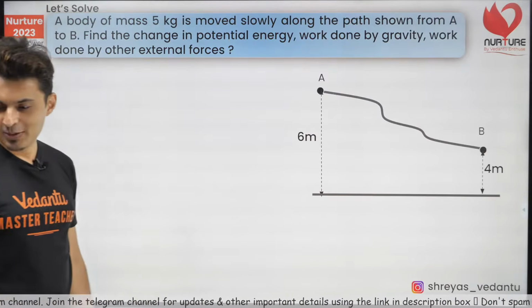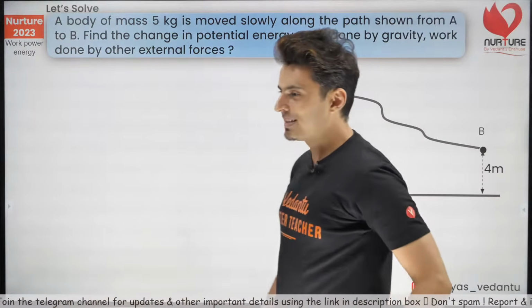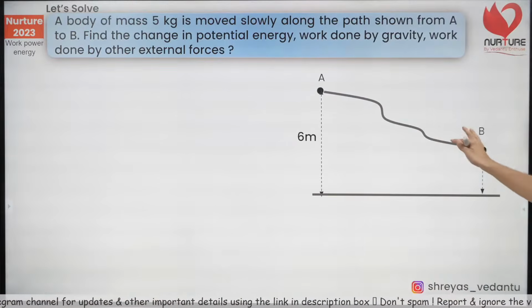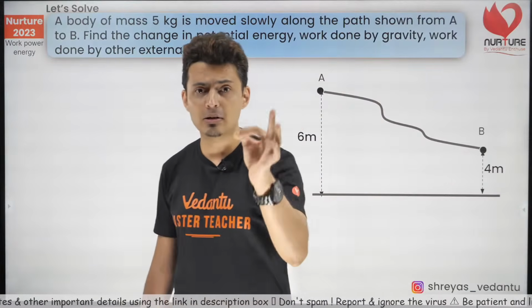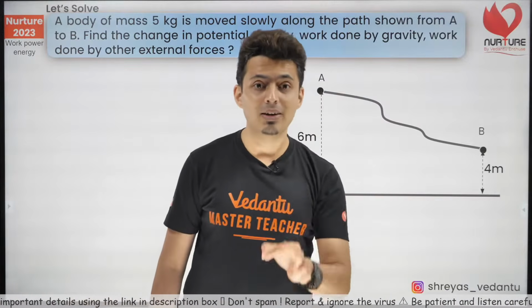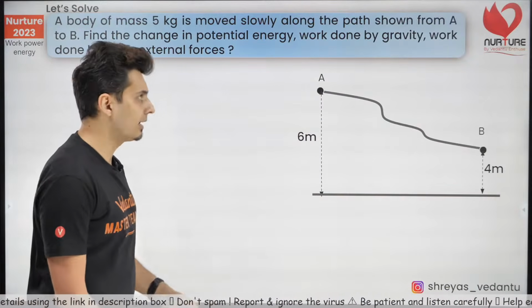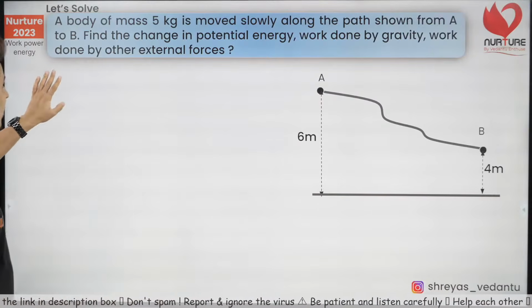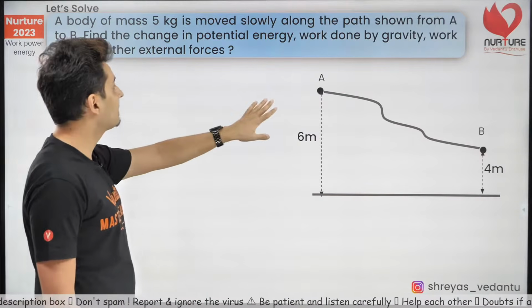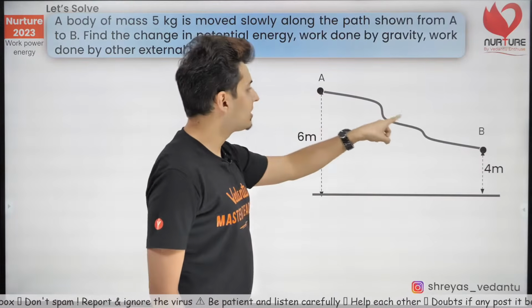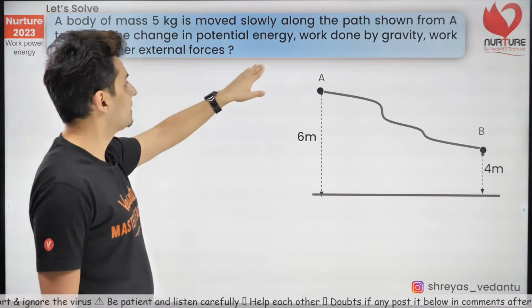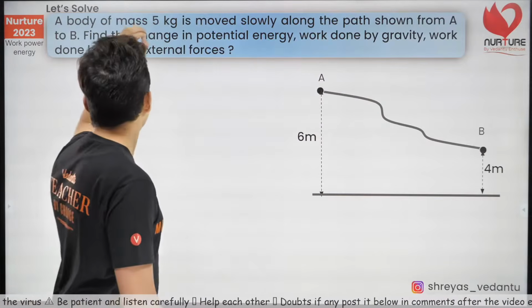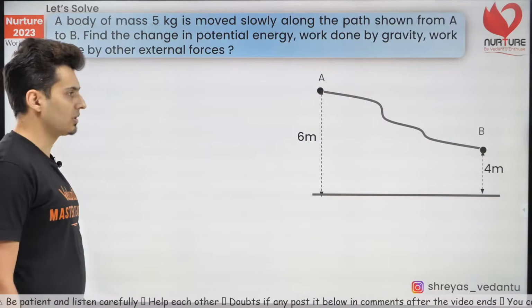All right. Moving on. Okay, somebody thought it was an oxygen molecule. Interesting. Let's talk about this question. It's such a trivial, fundamental question that many people fail to get it completely correct. Trust me on this. It has a good concept. A body of mass 5 kg moves slowly from this point to this point. Find the change in the potential energy, work done by gravity, and work done by other external forces.